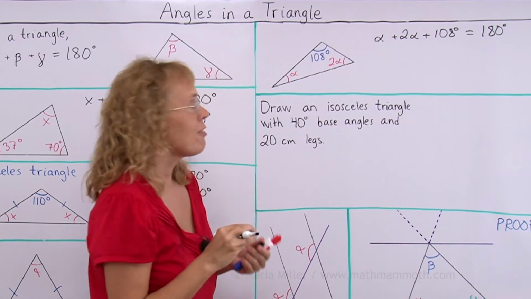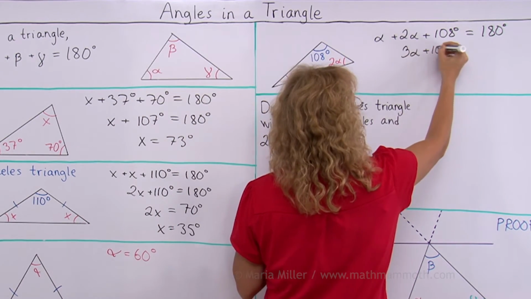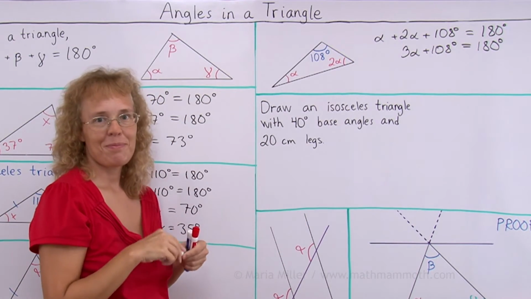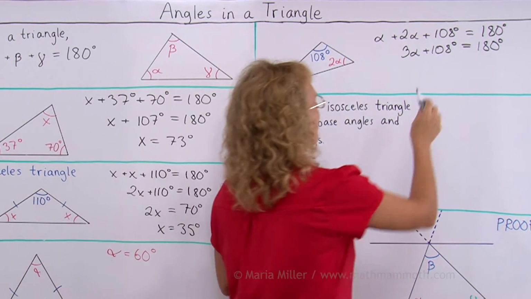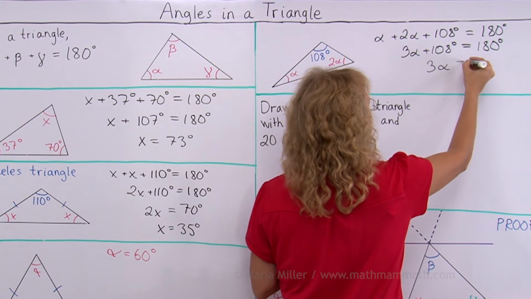Now I'm going to add alpha and 2 alpha together. That makes 3 alpha. And then, what's next? We subtract 108 from both sides, which leaves 3 alpha alone.